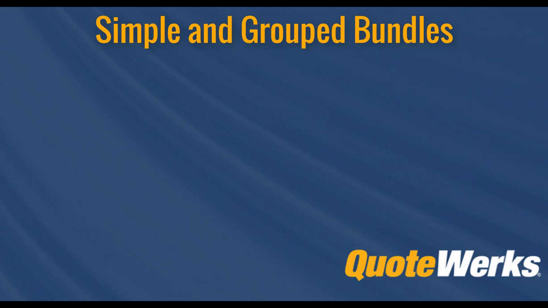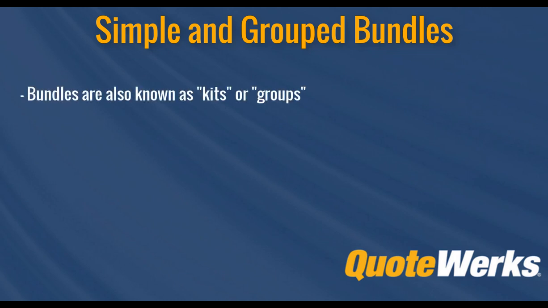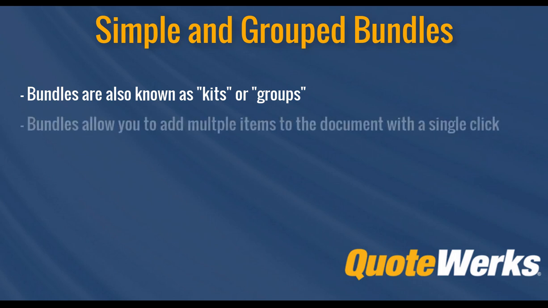In this video, we're going to demonstrate how to use our bundle feature in QuoteWerks. Bundles, also known as kits and groups, allow you to select an item or a group of items, and when that bundle, kit, or group is selected, all the associated items with that bundle are automatically added to the document. It's a really great time-saving feature to allow for multiple selections of items at one time.